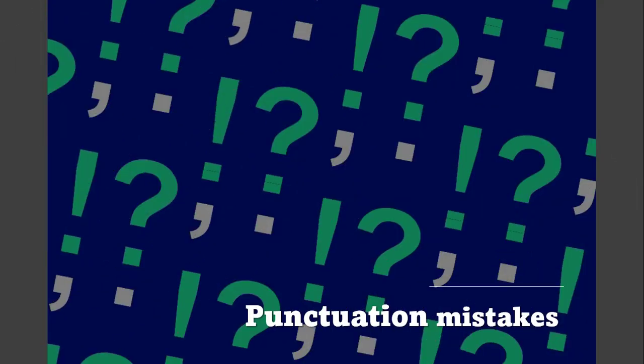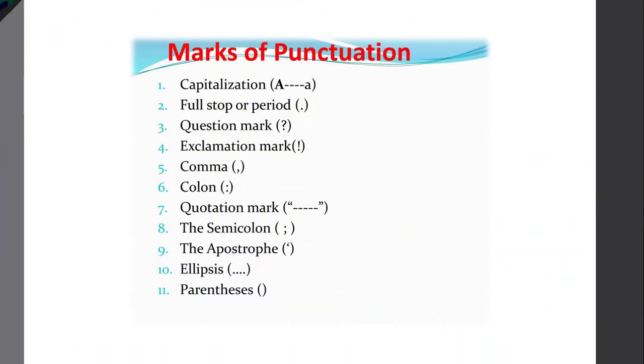Punctuation mistakes are the second type of mistakes that students make while writing. Punctuation deals with capitalization and with punctuation marks.